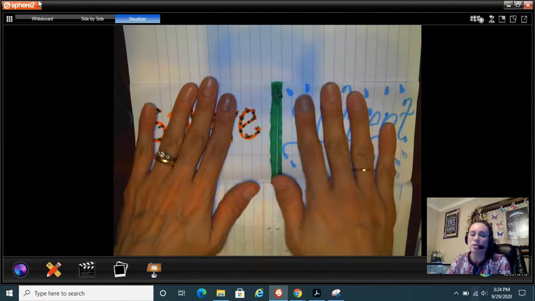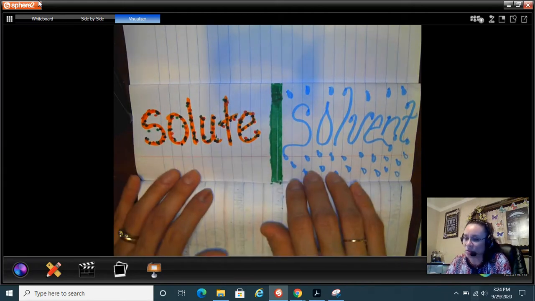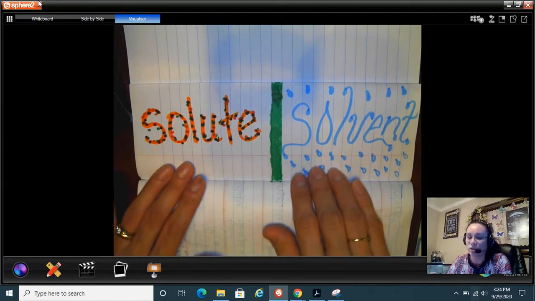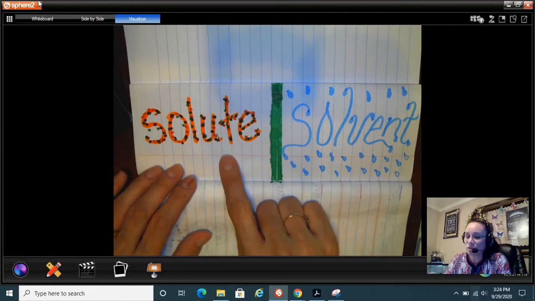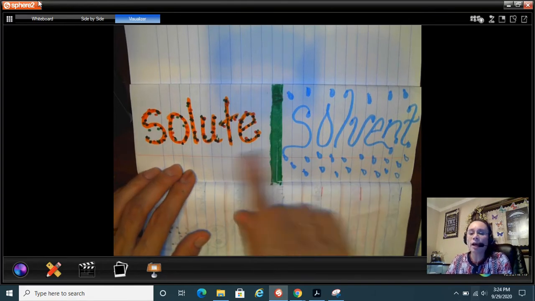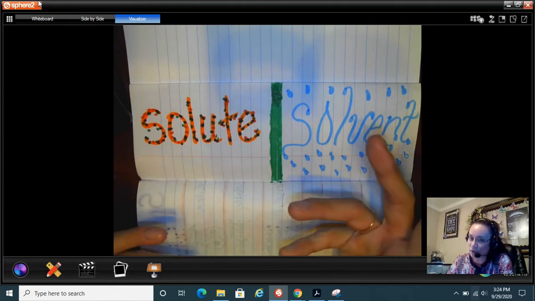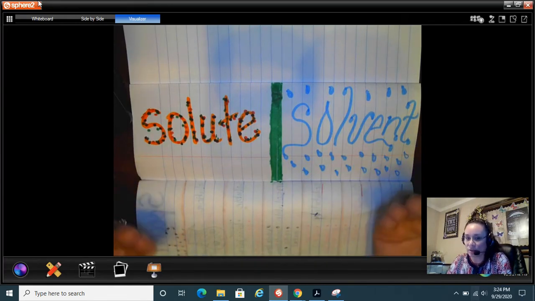This little foldable is for you to understand the difference between the two, because we don't really use these words very often in our English language. So you don't tell your dad, "Dad, can you please pass the solute?" Or "Can you please put more solute in the lemonade?" Or "I think we need to add more solvent." We don't use that vocabulary, so we need to know the difference between the two in science.